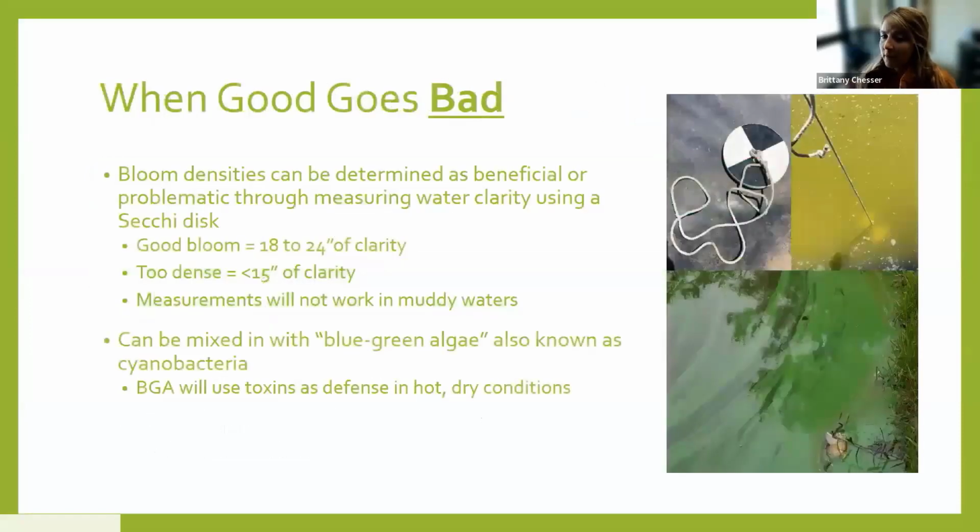Planktonic algae populations can become too dense and create nuisance blooms. Bloom densities can be determined as beneficial or problematic through measuring water clarity. You can use something like a Secchi disc, which you see at the top two photos. A bloom is considered to be good when there is 18 to 24 inches of water clarity, and a bloom is considered to be too dense when there is less than 15 inches of clarity. Blooms that are too dense can cause low dissolved oxygen fish kills, and that's one of the main things that we would be concerned about if a bloom is too dense.